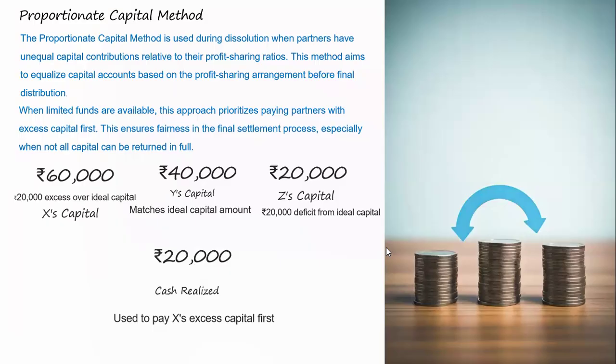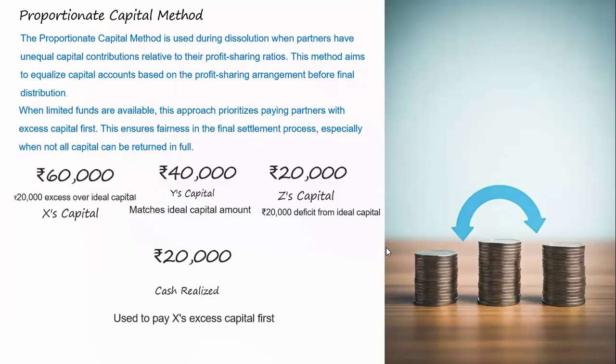But sometimes it may also happen that there are fluctuations in the capital contributed by the partners. That is, there may be differences in the proportion of capital contributed by the partners. So in that case, the loss will be borne by the partner who has contributed less. So the partner whose contribution is more should be paid first.